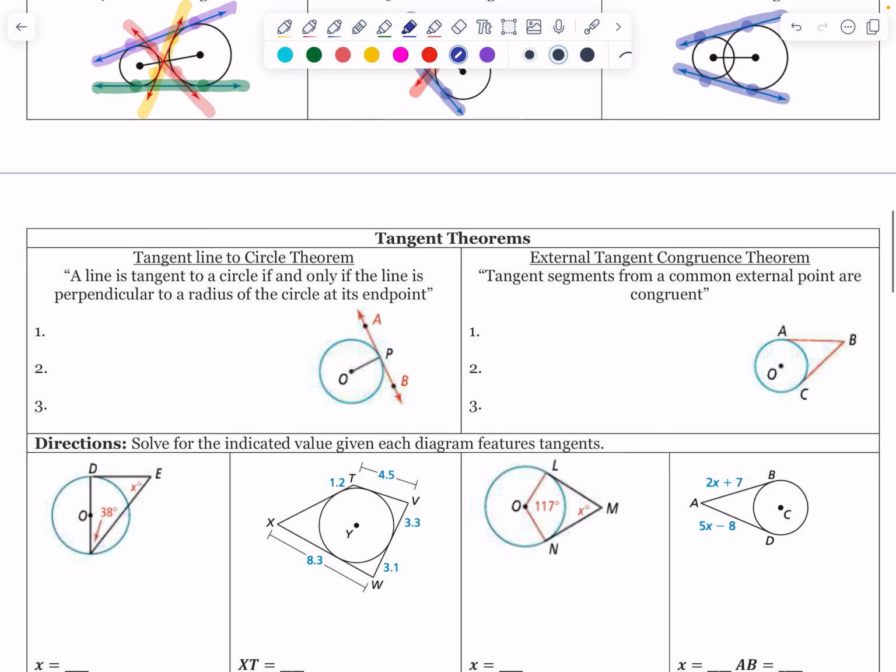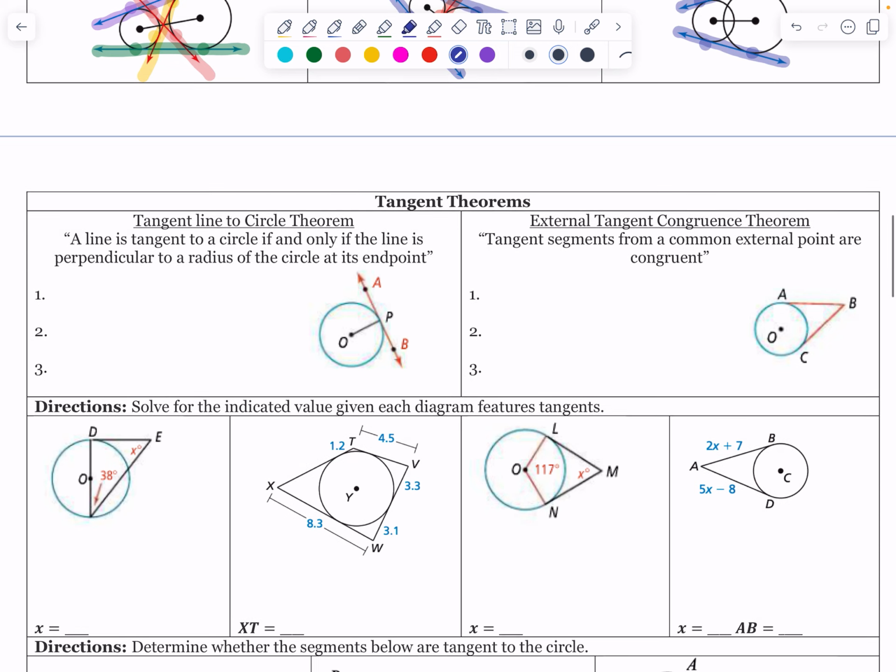All right, so what are our tangent theorems? We're gonna have some theorems about tangents. A line is tangent to a circle if and only if the line is perpendicular to a radius of the circle at its endpoint. So this is a tangent line. How do I know it's a tangent line? Because it only touches the circle once at point P. So here's some theorems we're going to write about this. The first theorem says that that radius, OP, is going to be perpendicular to AB. OP is going to be perpendicular to AB.